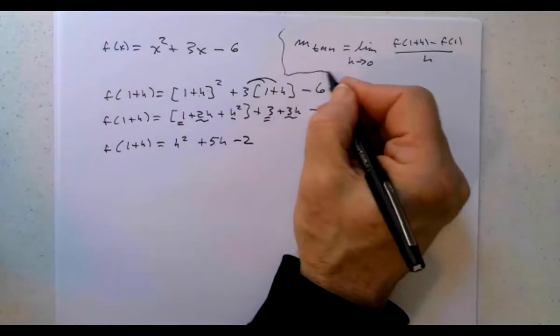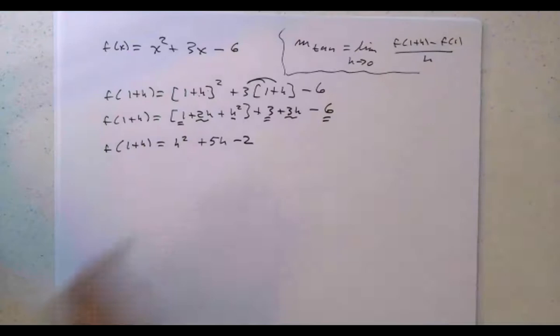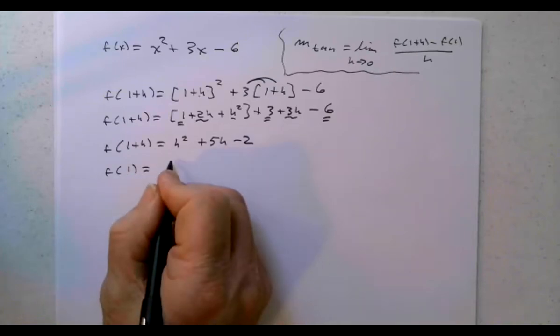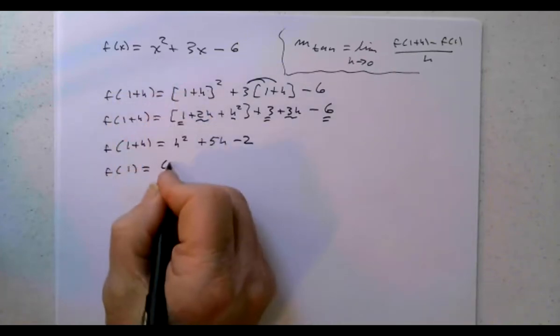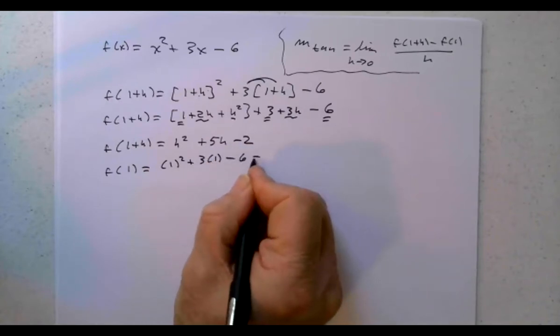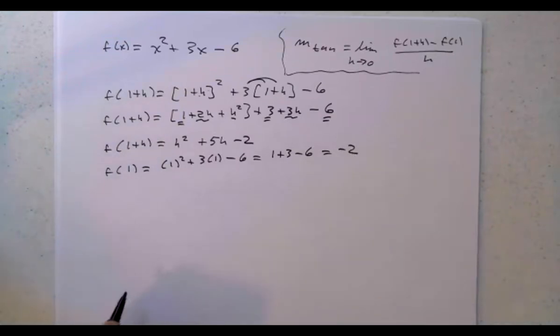Again, keep your eyes on our prize over here. Limit as h goes to 0, f of 1 plus h minus f of 1 over h. How about f of 1? That would be plugging 1 in for x: 1 squared plus 3 times 1 minus 6. 1 plus 3 minus 6, 4 minus 6 equals negative 2.